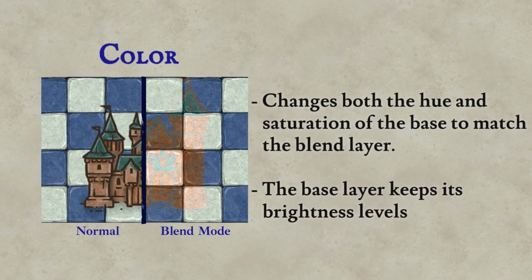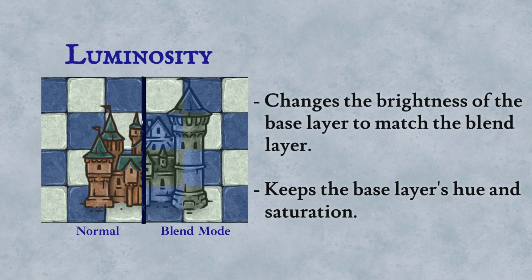The color blend mode changes both the color, hue, and saturation of the base layer to match the blend layer, while only keeping the brightness of the base layer intact. The base layer's light and dark areas stay the same, with the overall color and intensity coming from the blend layer. The luminosity blend mode is the counterpart to color. It changes the brightness of the base layer to match the blend layer, while keeping the hue and saturation of the base layer intact.